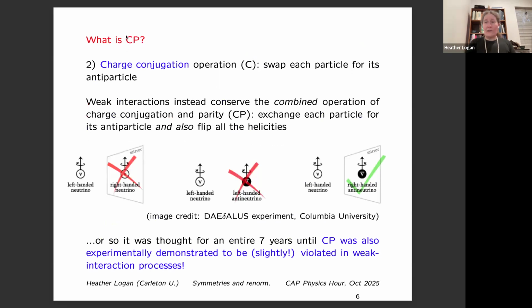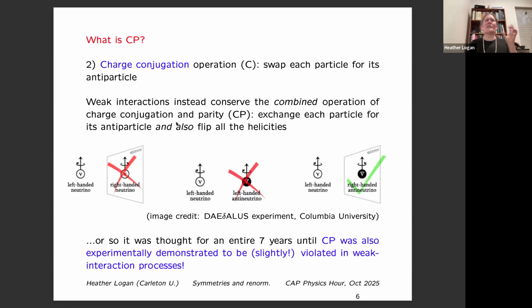Now I want to talk about charge conjugation. So that's the C, right? The charge conjugation operation swaps each particle for its antiparticle. And it turns out that weak interactions, at least with a single interaction of the weak interactions, conserve the combined operation of charge conjugation and parity.